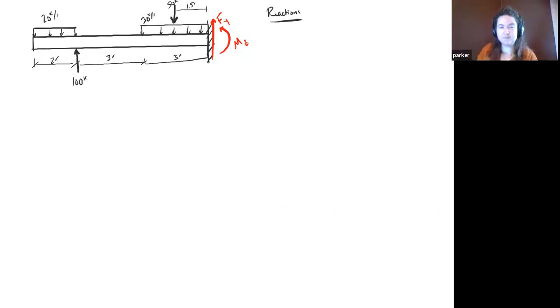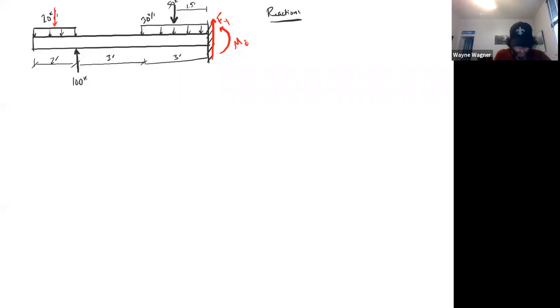So anyway, let's do some reactions. To do this, I like to pencil in what these forces are. There's 20 kips per foot times 2 feet, so that's exactly 40 kips, acting at the centroid of that force going down. It's a rectangle, so it's going to be right at 7 feet from the end. And this 30 kips per foot times 3 feet is 90 kips, which is going to go right here on top of that 50.